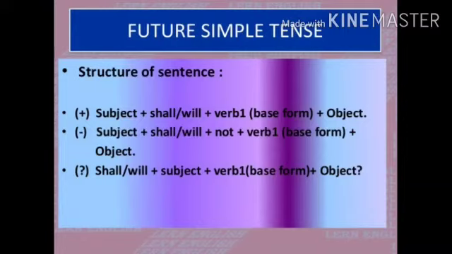Now it's clear to you that for the negative we have to use the helping verb plus not, and for the interrogative before the subject we have to use the helping verb shall or will. My dear students, we use will with all persons. Mainly with the first person we use shall, though this is usually in more formal language. In this way, I want to tell you that will is mainly used in modern English.